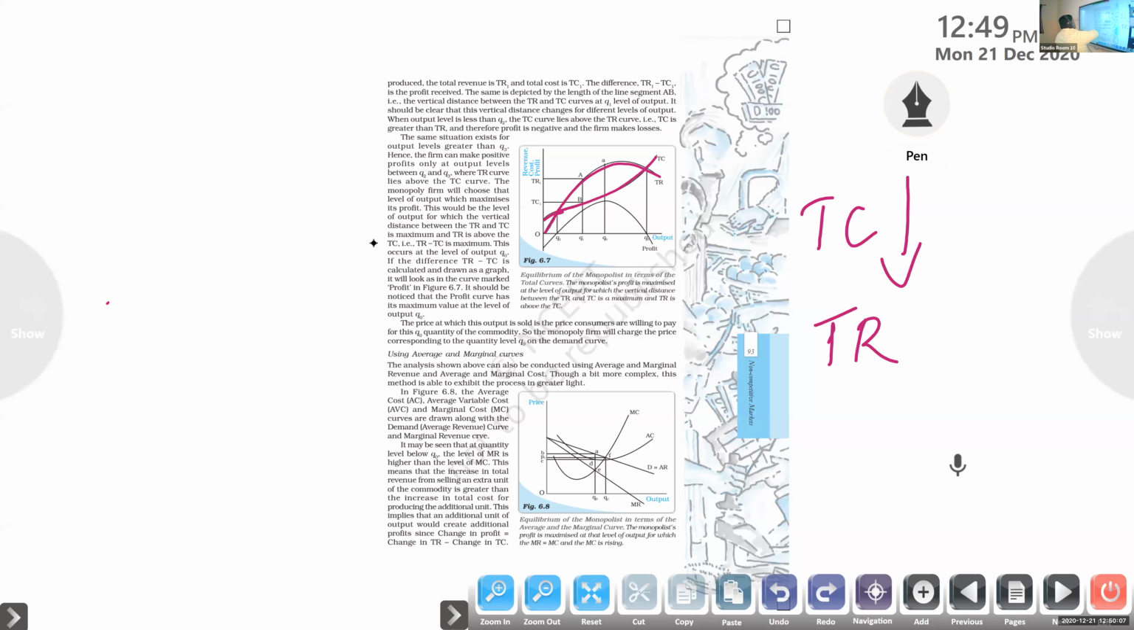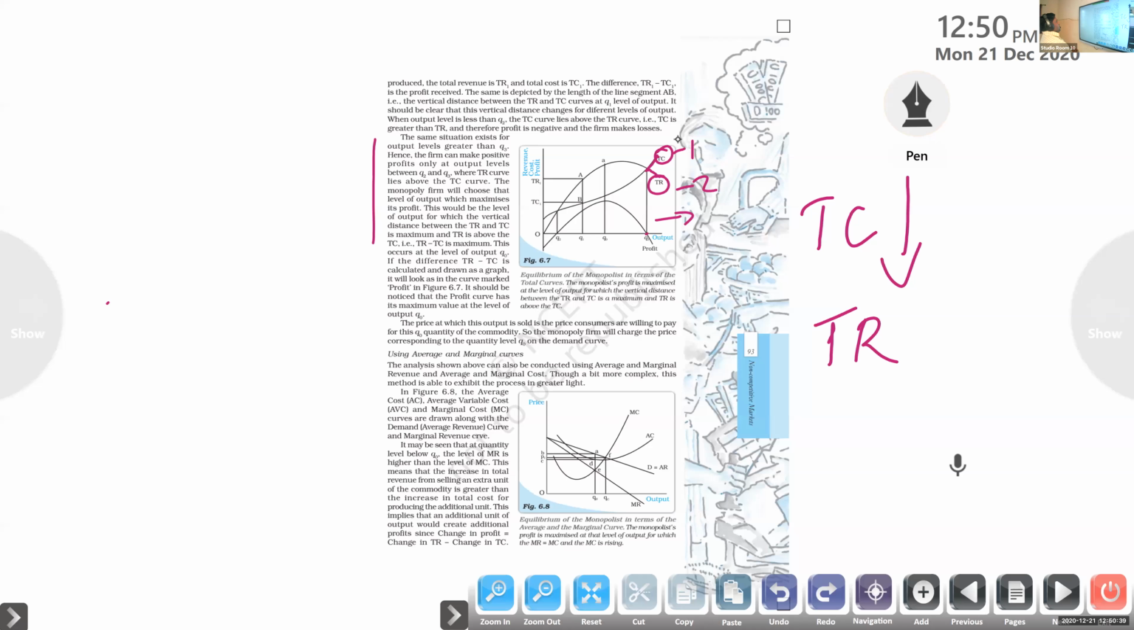The same situation exists for output levels beyond Q3. You can see TR is just below the TC curve. TC is here and TR is here. Just observe, TR is lesser than TC, so it is a loss.